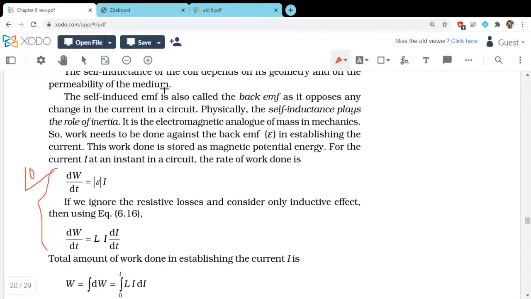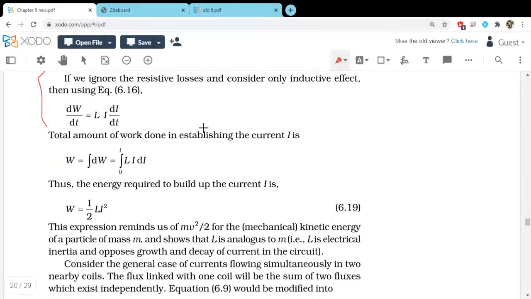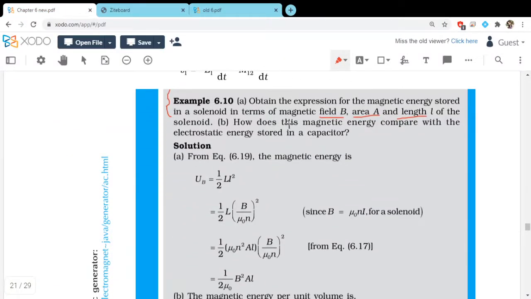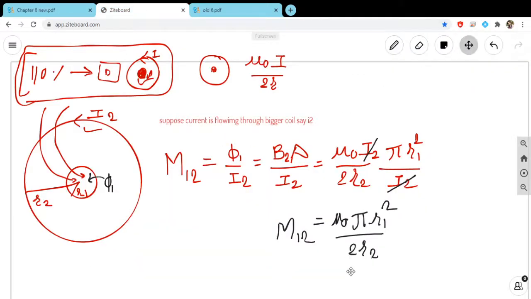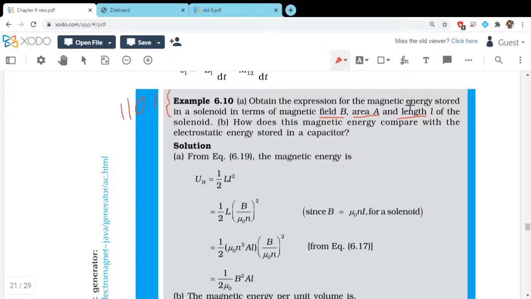But we just didn't discuss the energy density here. So that's why consider this is very important, okay, very important, this one. So let's see, we are asked to find the magnetic energy stored in a solenoid in terms of magnetic field. So in our equation there must be a magnetic field B, area A, and length L, okay.